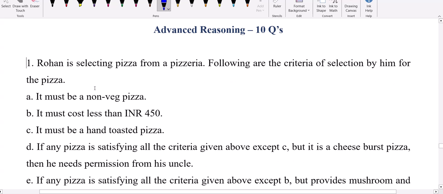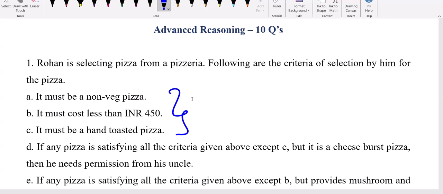Now they give a condition. Rohan is selecting pizza from a pizzeria. That's the restaurant or maybe the shop name, right? Like Domino's. Now, if you want to select, these are the conditions you want. It must be non-veg. Cost should be less than a limit. It must be a hand toasted pizza, not made by machine. Now, these are the only three conditions.